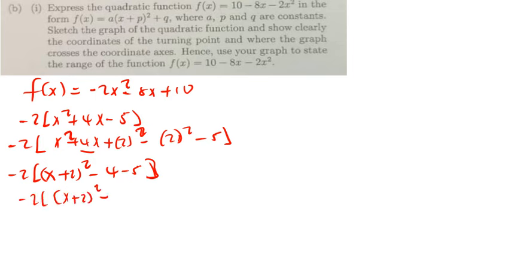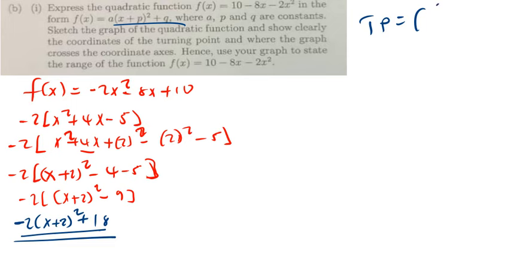Now, for sketching, I need first to find the turning point. The turning point has an x value and a y value. The x value is this one, but the opposite: if this is positive, you get negative; if this is negative, you get positive. So in this case, this is positive, so I'll get negative 2. This one you just take the way it is, with the sign which you have: 18.